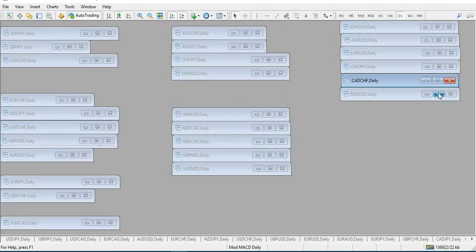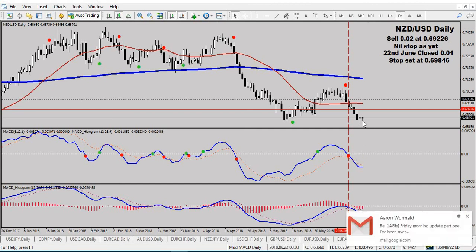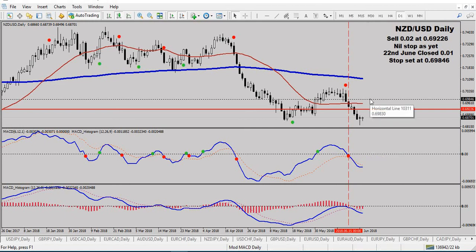And finally the New Zealand USD in a sell here. Today I've just closed half and a stop set at 69846. So we had this, what do you call these candles here, with a long wick. It's at a previous low. Looks like it's losing a bit of momentum on the fast MACD, and the standard MACD is not exactly setting the world on fire. So best to take a bit of profit there. It's only a few pips, 50 or 60 pips. I put my stop on the other side of the 25 SMA and be done with it.